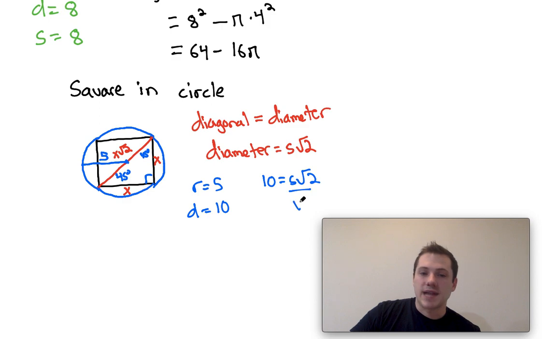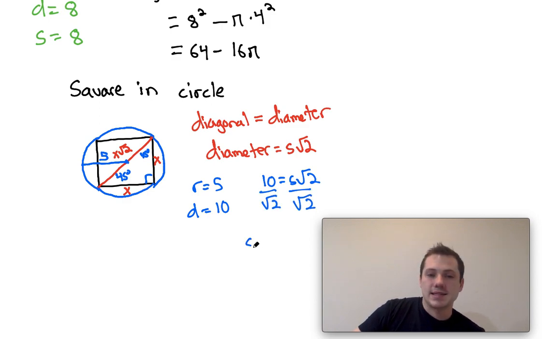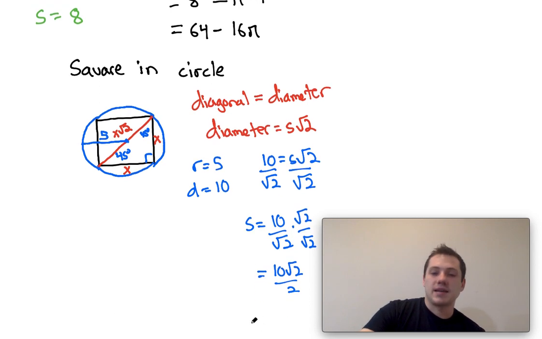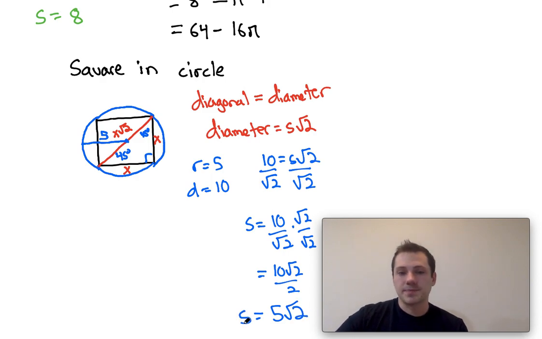Dividing both sides by the square root of 2, I get s is equal to 10 over root 2. Multiplying that by root 2 over root 2, I find s is equal to 10 root 2 over 2. The 10 over 2 reduces to 5. So this just becomes 5 times the square root of 2. And that's the side length.